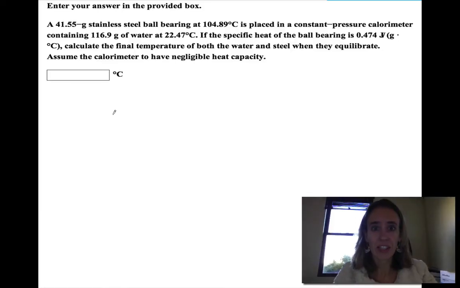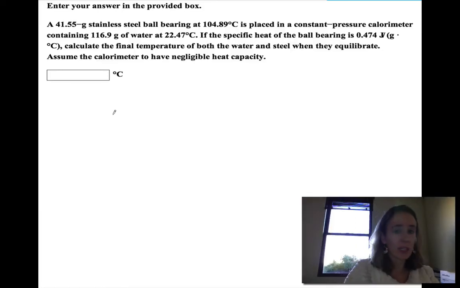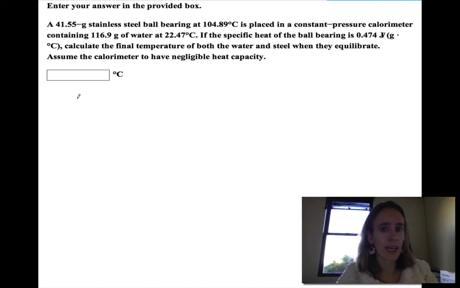Hi, this is a demonstration of the Connect Chapter 6 homework number 3, where a hot steel ball bearing is dropped into a beaker of water. So you're given temperatures of the water and the steel ball before this heat transfer happens, as well as their masses, and you're also given a specific heat. These should be clues that you'll want to use an equation for heat transfer.